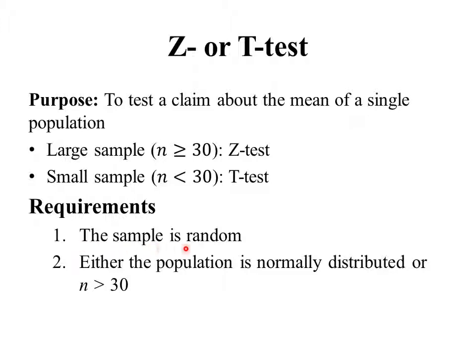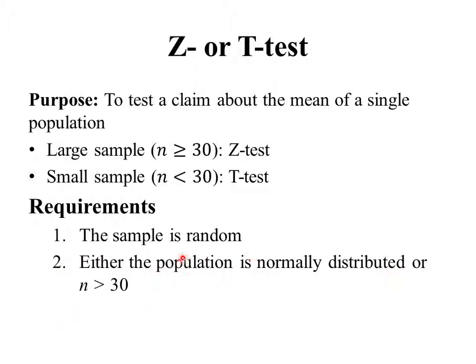First requirement is that the sample is random. That's always a requirement. We have to have a random sample. If we don't have a random sample, then we just can't do enough number crunching to salvage the data. So this is always a requirement. The sample is random. And then second requirement is that either the population is normally distributed or we have a sample size of bigger than 30.